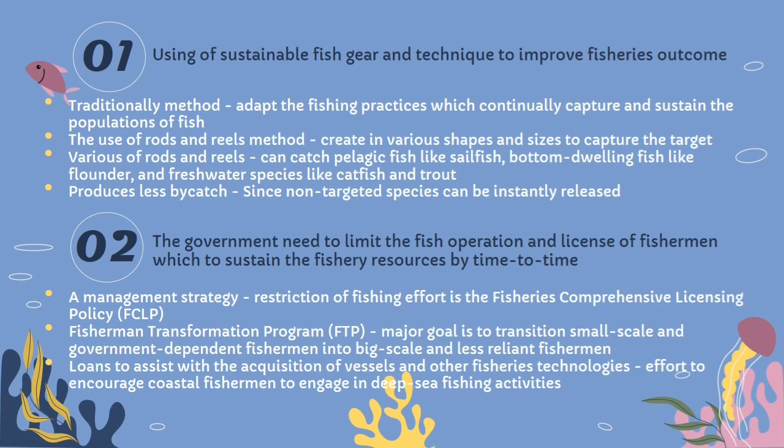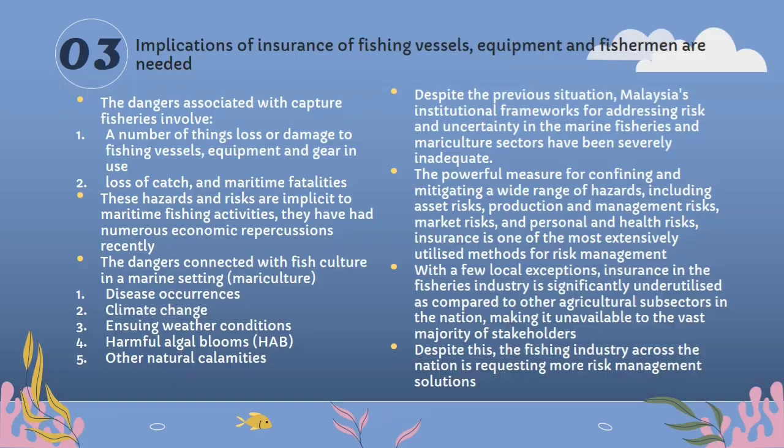The fishermen transformation program, whose major goal is to transition small scale and government dependent fishermen into big scale and less reliant fishermen. Loans to assist the acquisition of vessels and other fishery technology make efforts to encourage coastal fishermen to engage in deep sea fishing activities. Next, the implementation of insurance for fishing vessels, equipment and fishermen is needed.